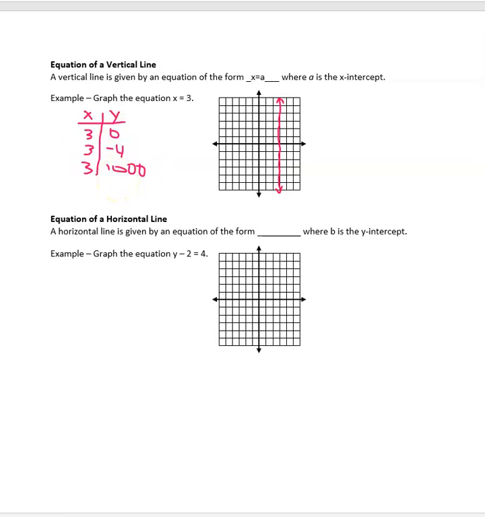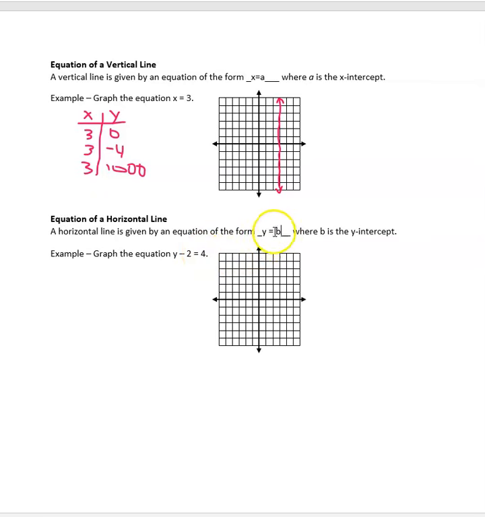Now, on the flip side of that, we have a horizontal line, and for a horizontal line, its equation is always given in the form of y equals b, where b is the y-intercept. So up here it was x equals a, and a was the x-intercept. For a horizontal line, it's y equals b, so y is the only variable that we're using, and b is the y-intercept. So looking at our example, we want to graph the equation y minus 2 equals 4.